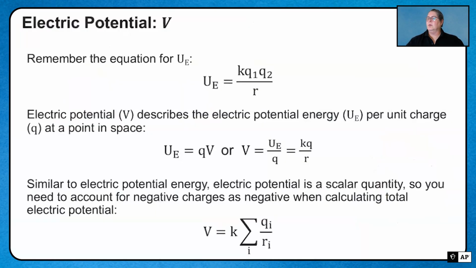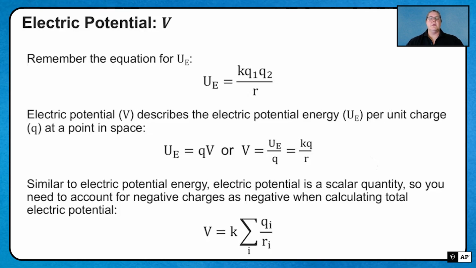So let's review. Remember, our equation for the electric potential energy was U sub E is equal to K Q1 Q2 divided by R. Electric potential describes the electric potential energy per unit charge. So we end up with V equals capital U sub E divided by Q. And when we do that, one of the charges cancels out and we end up with KQ over R as a way to find the potential, or V.